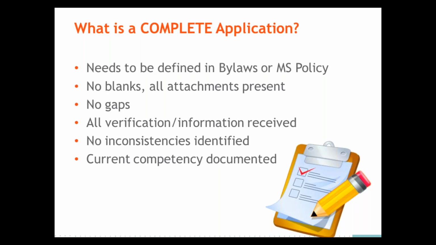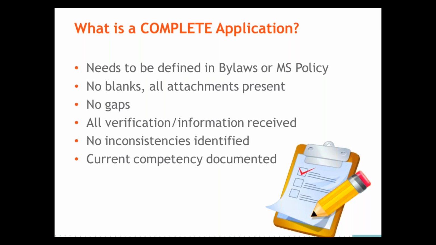So that means that you verified the licensure and the medical malpractice claims, and all the peer recommendations are back, and all the facilities that you've written to have sent their information back. All that information is back, and there are no inconsistencies identified. For example, if you get a letter back from a hospital and it has different verification dates than what the person put on the application, that would be something you would want to clear up before that application is considered complete.